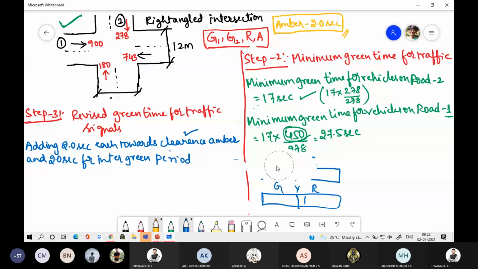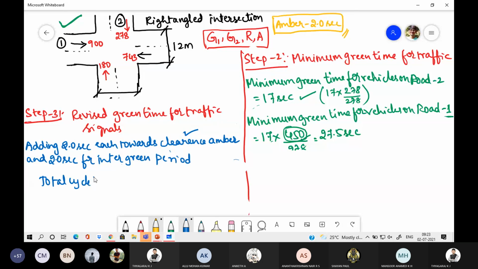Now, write it here. Total cycle time is equal to 2 plus 17 plus 2, one part. Then another part is there, 2 plus 27.5 plus 2. So for road 2, we will be adding 2 seconds for clearance and 2 seconds for intergreen. And for road 1 also, we will be adding 2 seconds for intergreen and 2 seconds for clearance.